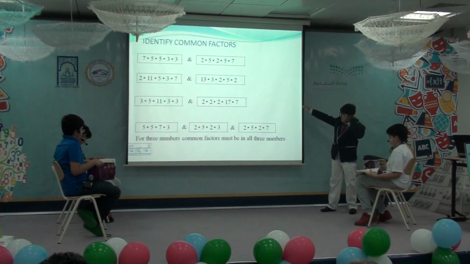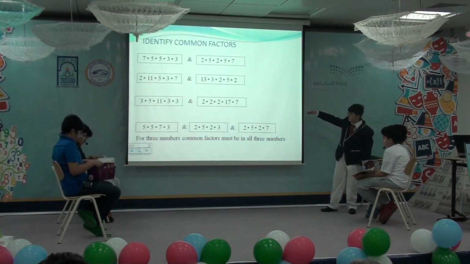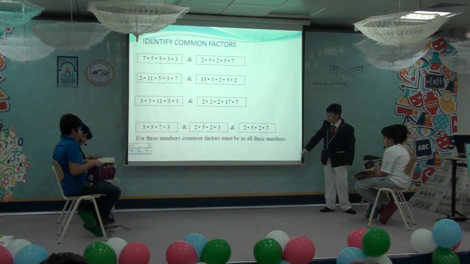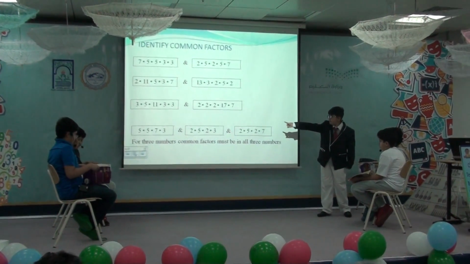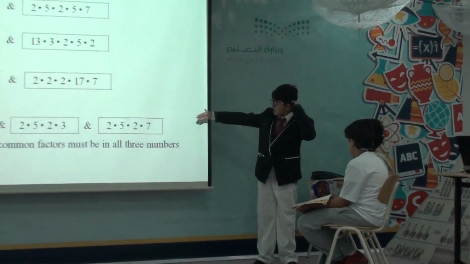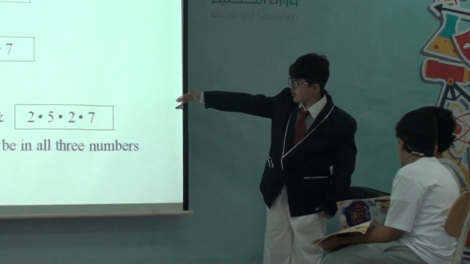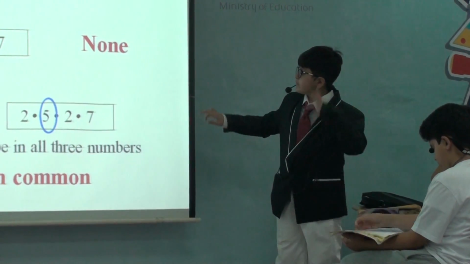It is correct. And now, we maybe have 3 numbers. So the common factor should be on the 3 numbers. And the 3 numbers are 5, 5, and 5. So the common factors between those prime factorizations are 5.